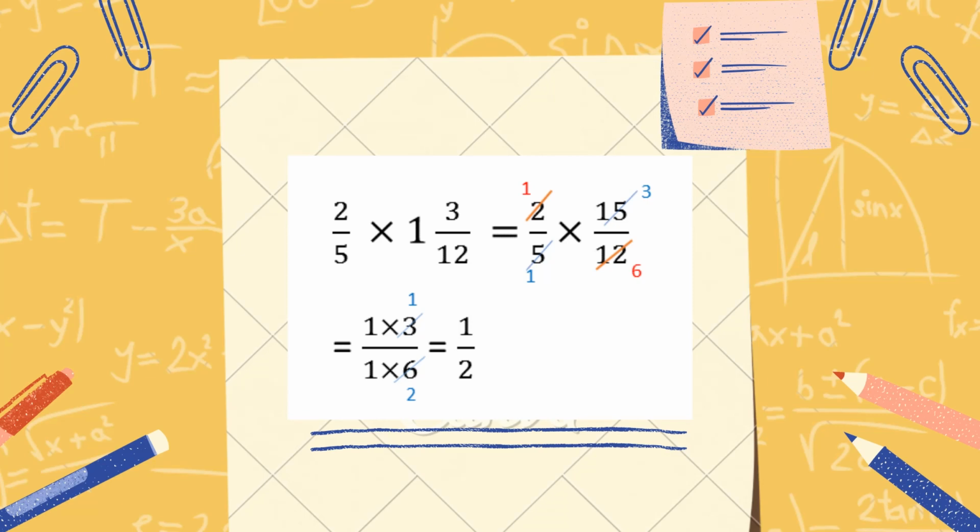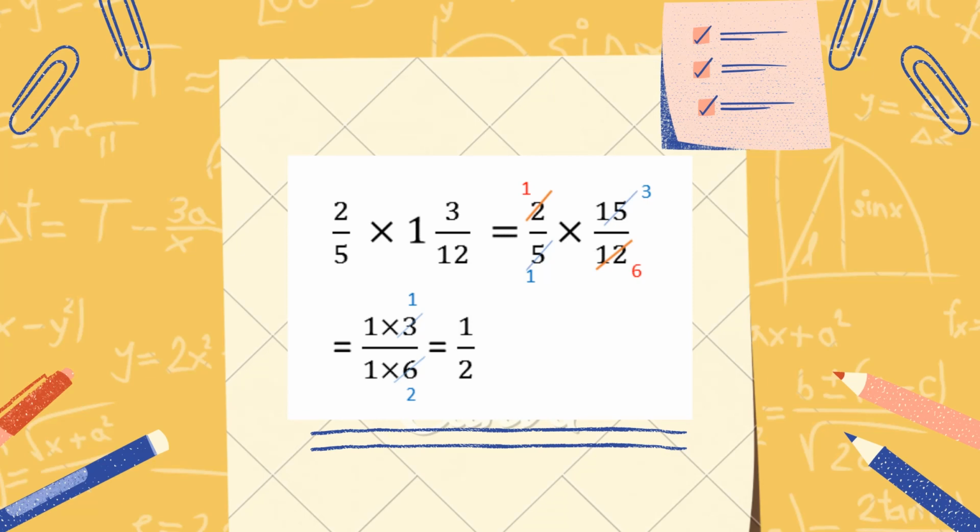Kapag ganyan na, i-multiply na natin yung both fraction. 2 over 5 times 15 over 12. So, yung ginawa dito is, kinancel na yung 5 at 15, and yung 2 at yung 12. Kasi, pwede siyang i-divide sa pareho. So, 2 divided by 2 is 1, 12 divided by 2 is 6, and 5 divided by 5 is 1, 15 divided by 5 is 3. So, 1 over 1 and 3 over 6.